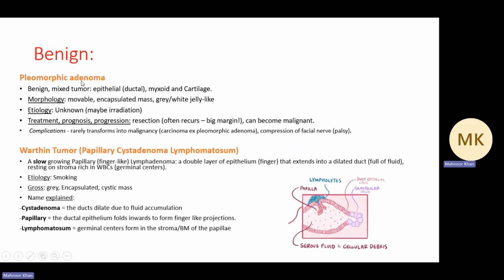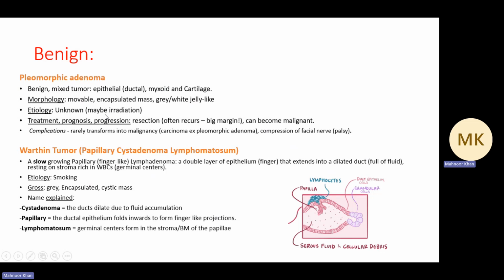Like I mentioned, pleomorphic adenoma being the most common one, it's always advisable for you to start your answer with the most common pathology. So here we start with the pleomorphic adenoma. It is a benign mixed tumor. Mixed means it contains epithelial, ductal cells, myxoid, and cartilage. Morphology will be a movable encapsulated mass, gray white, jelly-like in appearance.